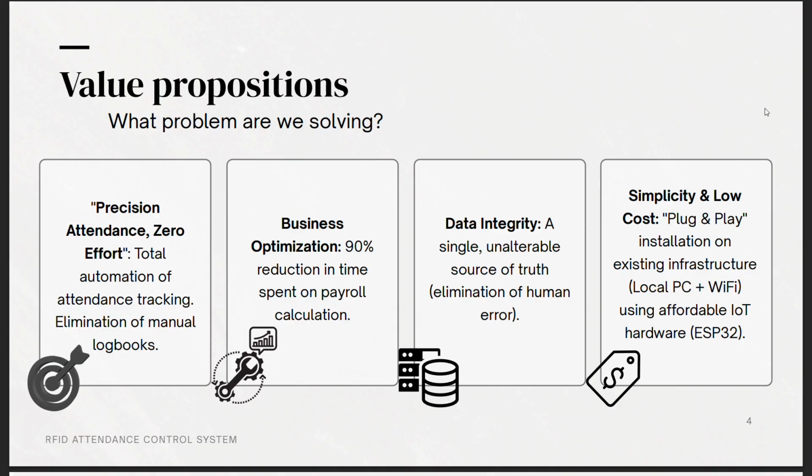The value proposition. We have four main value propositions: precision attendance, area of work, business optimization, data integrity, simplicity, and low cost. This application we made thinking not just in technology, we're solving problems of this company and any who have this kind of issues.